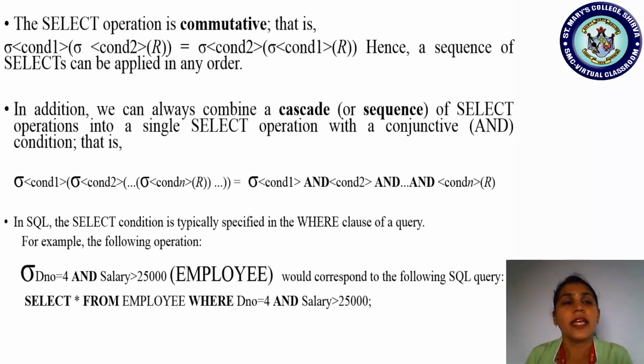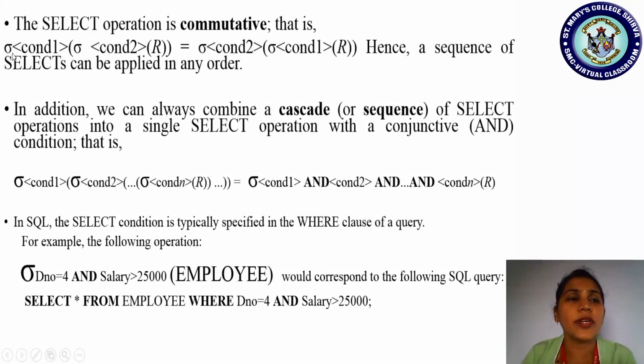Okay, then the select operation is commutative. I hope you all know the meaning of commutative: A is equal to B and B is equal to A, both are the same, right? A equal to B or B equal to A, both are the same. So that is the commutative property.